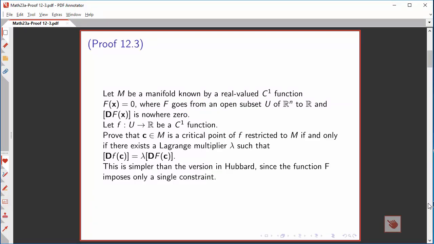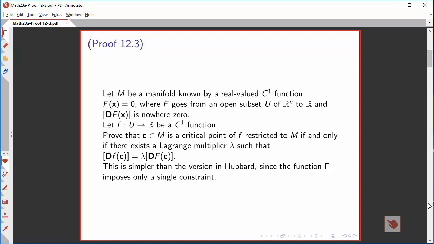Here's the theorem. M is a manifold, and we've specified it as the locus of a continuously differentiable function, F of x equals 0. For example, x squared plus y squared plus z squared equals 1 specifies a sphere in R3. One of the requirements on this function is that its derivative is nowhere 0 on the manifold.